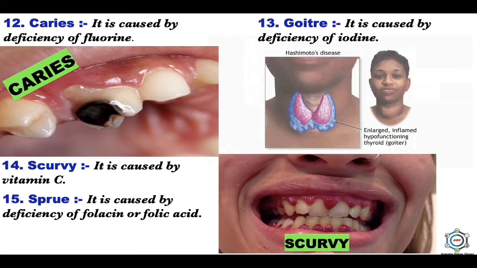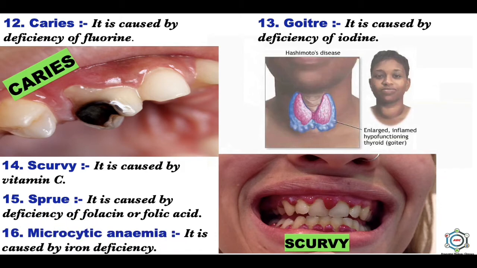Next is sprue. It is caused by deficiency of folacin or folic acid. In this, ulceration of mouth, inflammation of bowel, inability to absorb especially fats, diarrhea, weakness and anemia occur. Then microcytic anemia, which is caused by iron deficiency.